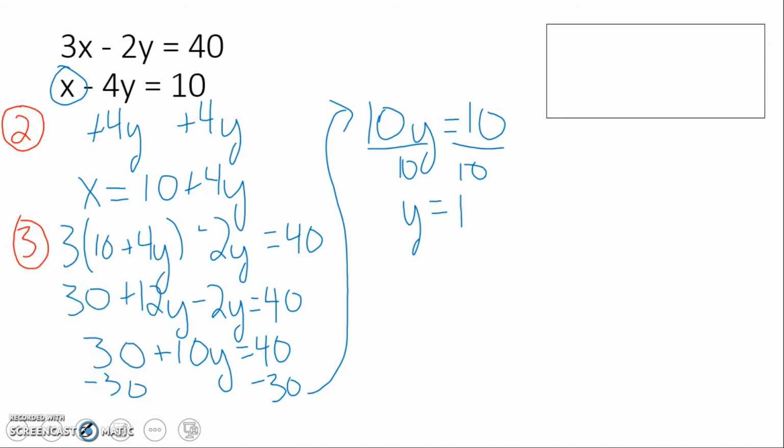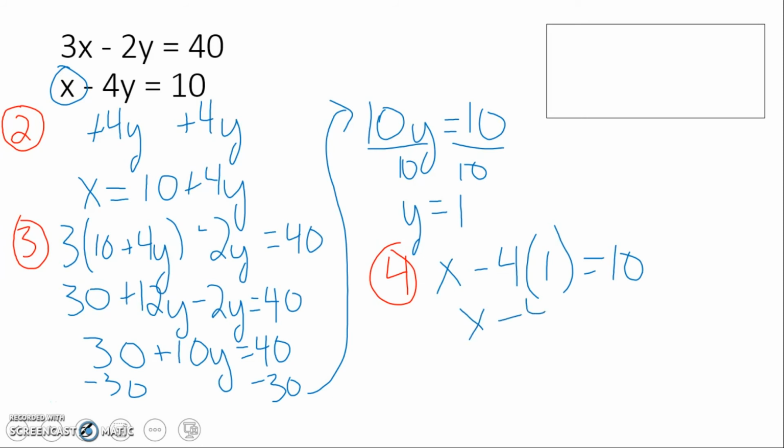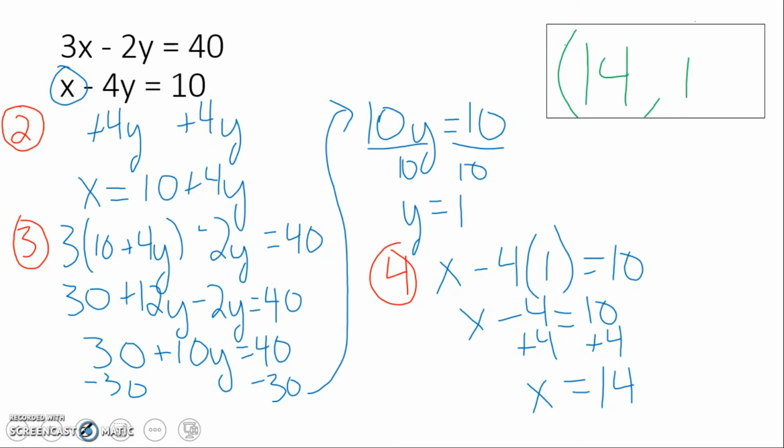Alright, and then to the final step, I'm going to plug it into the second equation. x minus 4 times 1 equals 10. So we just have x minus 4 is 10. Add 4 to both sides, and we'll get that x is 14. Which means our answer is (14, 1).